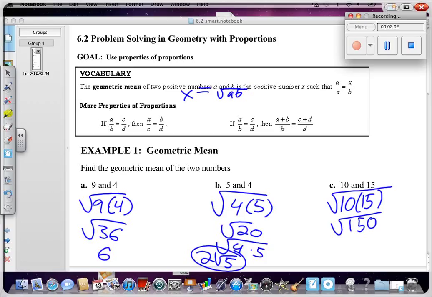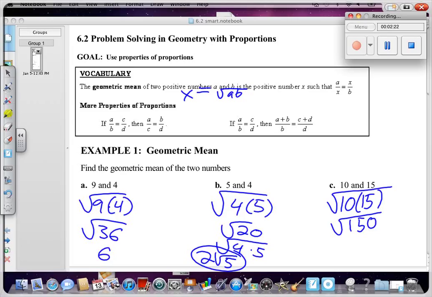Nope, doesn't go in there evenly. Let's start with 16. Does 16 go in there evenly? Nope. 9? Nope. 49? No. Alright, so no perfect squares go in here.